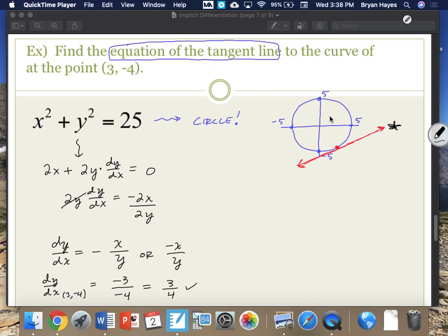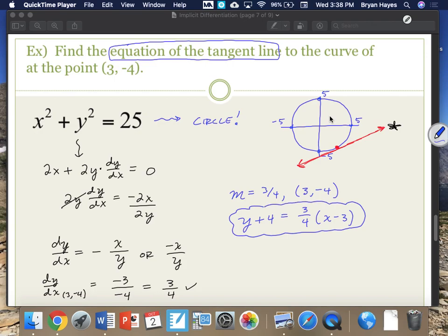All right, so let's see if we can write the equation of our line now. We've got our slope. We know the slope is equal to 3/4. We know that the point of tangency is 3, negative 4. So we can say y plus 4 is equal to 3/4 times x minus 3. And that is a 100% acceptable representation of the equation of the tangent line.